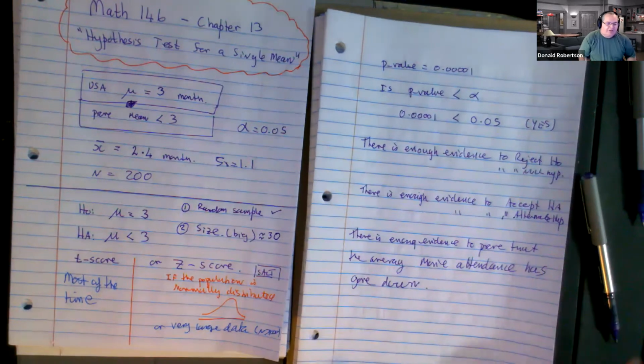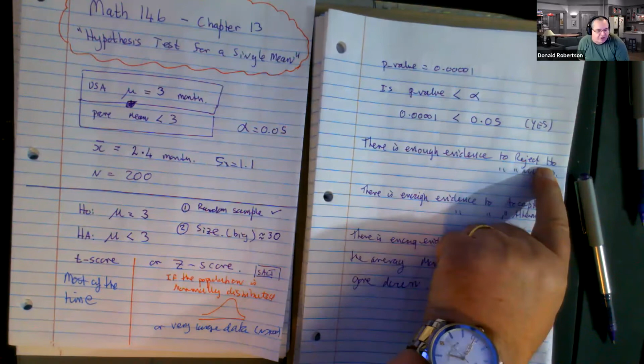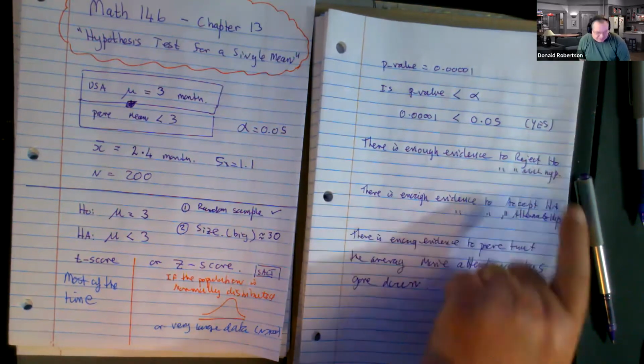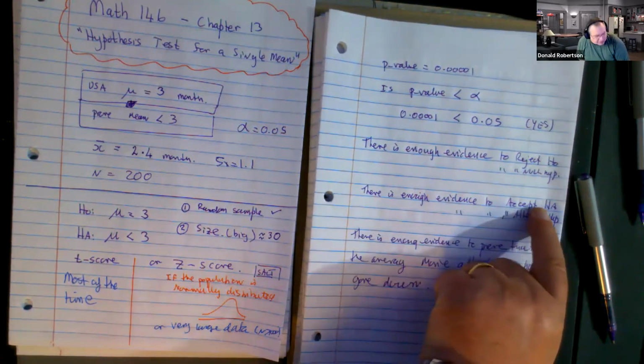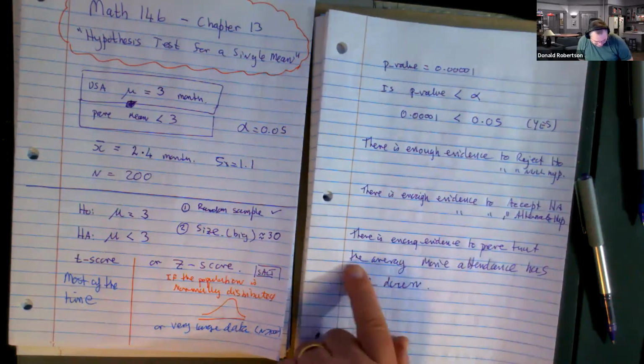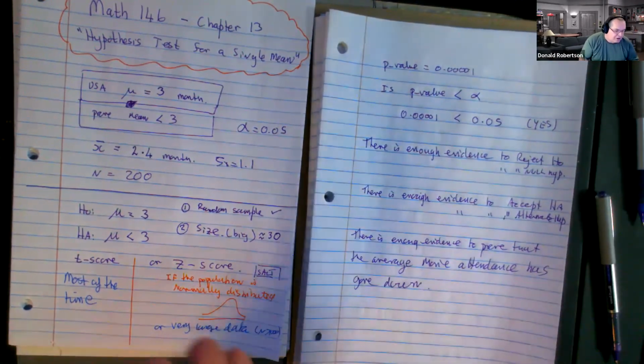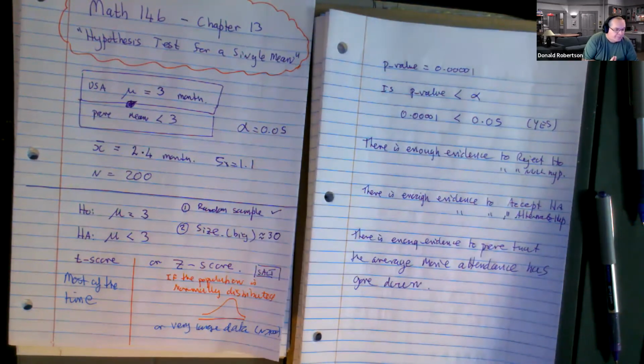Have you noticed that they phrase this thing so many different ways? You just have to get used to these are all the same thing, just telling you in different words, right? So there's enough evidence to reject the null hypothesis, or H naught. It's the same thing as saying there's enough evidence to accept the alternate, which is the same thing as saying there's enough evidence to prove that the average movie attendance has gone down. Right, it's less than 3 now. And that's pretty much 90% of what you need to know for this type of question, right?